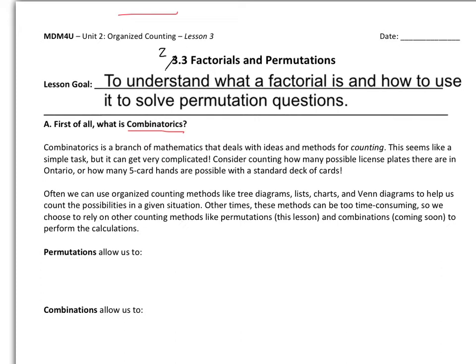Consider counting how many possible license plates there are in Ontario, or how many 5-card hands are possible within a standard deck of cards. Often we can use organized counting methods like tree diagrams, lists, charts, and Venn diagrams to help us count the possibilities in a given situation. Other times, these methods can be too time-consuming, so we choose to rely on other counting methods like permutations, which we'll talk about in this lesson, or combinations, which we'll talk about soon, to perform these calculations.